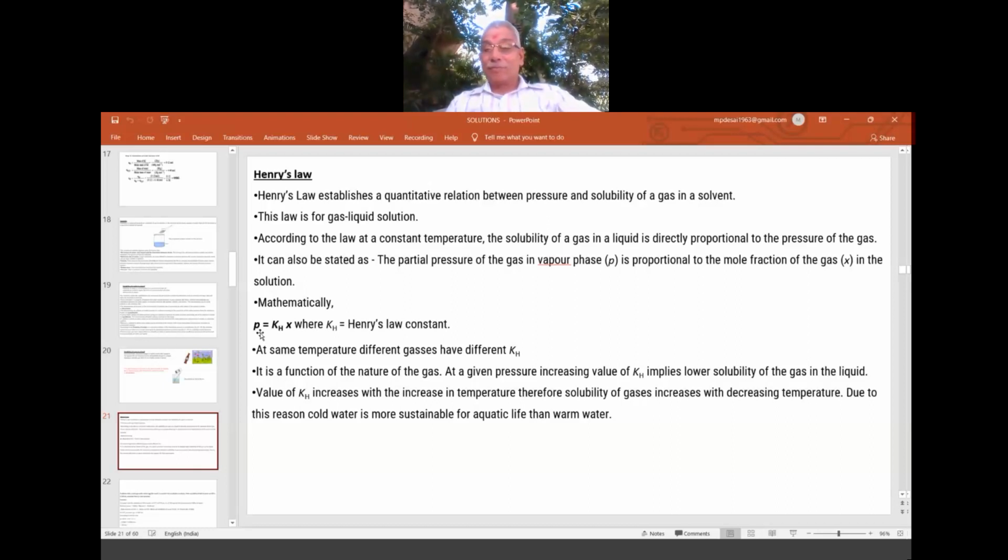So at a given pressure, increasing the value of Kh implies lower solubility. The value of Kh increases with increase in temperature. When the temperature is more, the value of Kh becomes more and solubility becomes less. So what is the impact here? Solubility of gas increases with decreasing temperature.